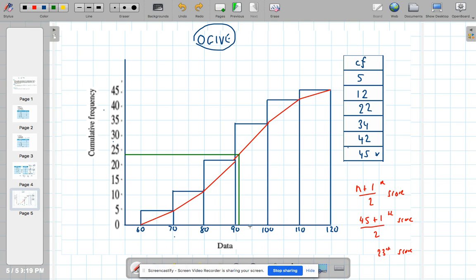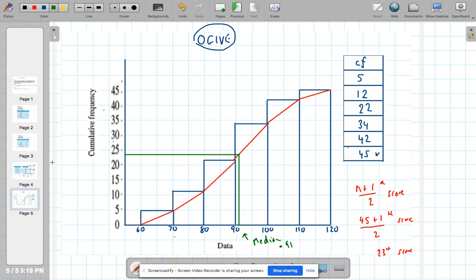And to me, that looks at about 91. This will never be 100% exact, but if you're really careful, you'll get it very close. So the median, we'll mark it there. Equals 91.